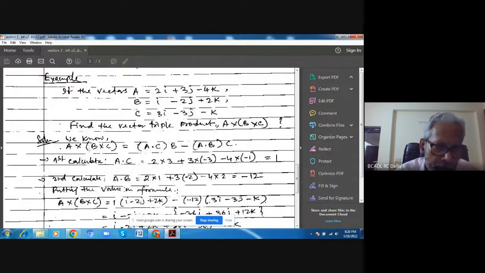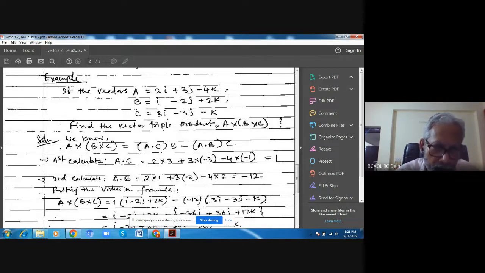Now considering the right hand side, because the left hand side is given, the values of A, B, C are given. So you have to put them in. And the right hand side, A dot C: first you have to calculate A dot C. Then we can multiply it with B and C. Then our purpose will be served. Okay.